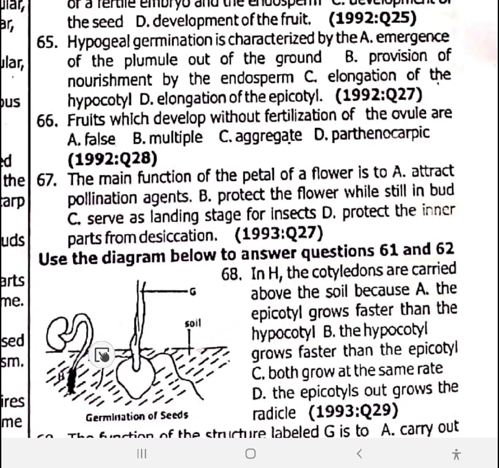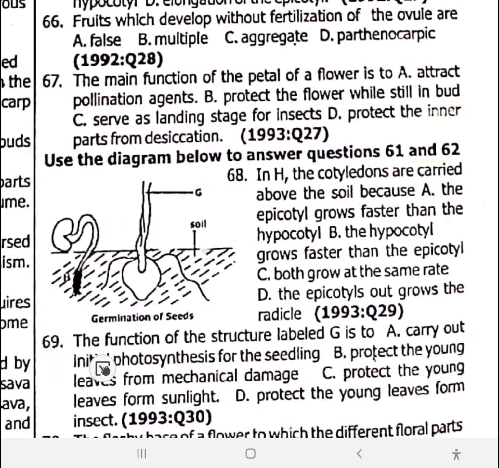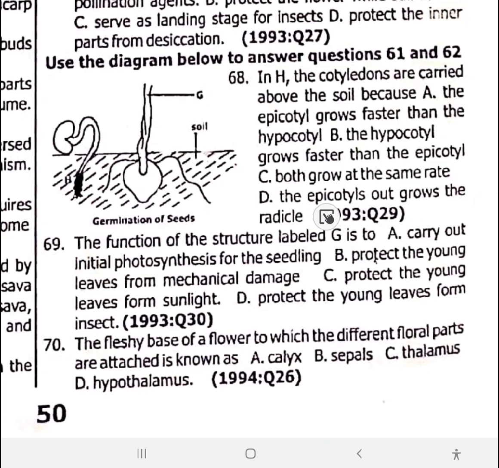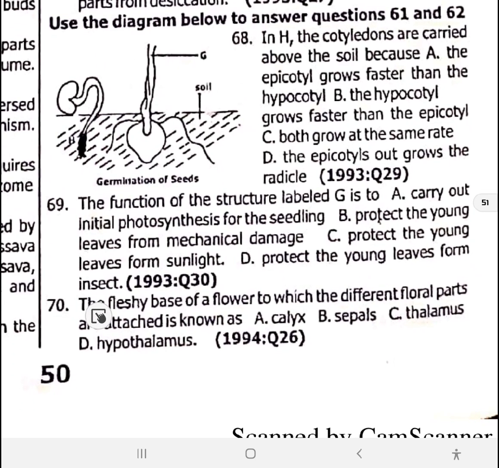68. In H, the cotyledons are carried above the surface. If the cotyledons are carried above the surface, what kind of germination is it performing? Let's see. The hypocotyl is elongating. The hypocotyl grows faster than the epicotyl. 68 is option B. 69. The function of the structure labeled G is to carry out initial photosynthesis for the seedling. G is option A.